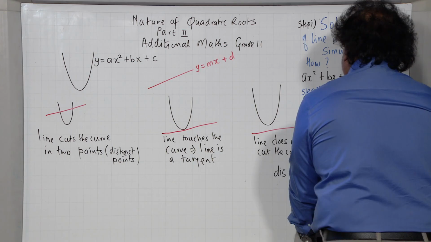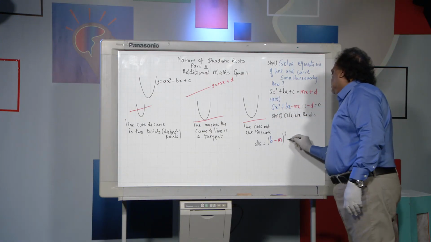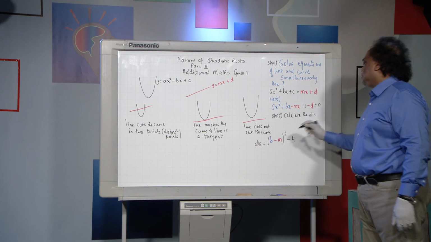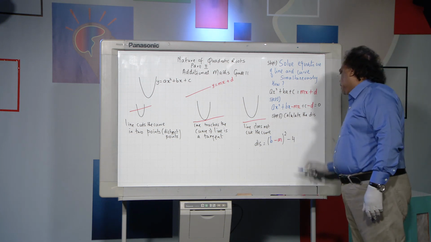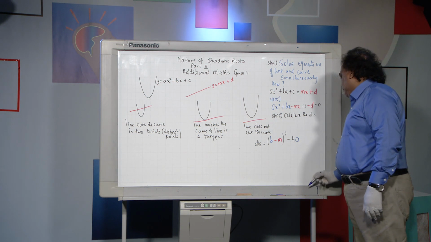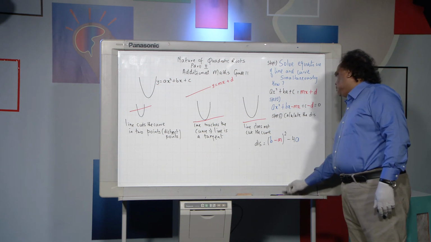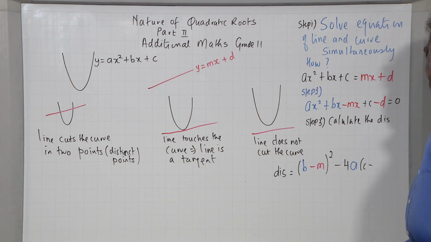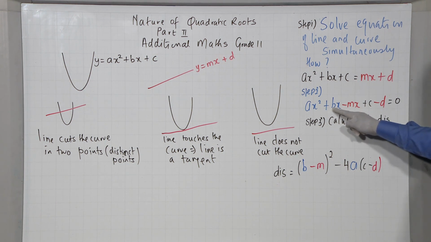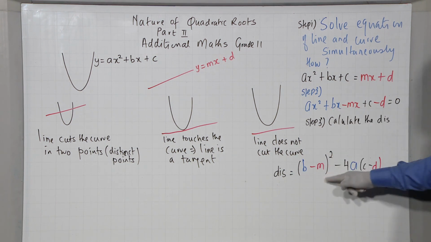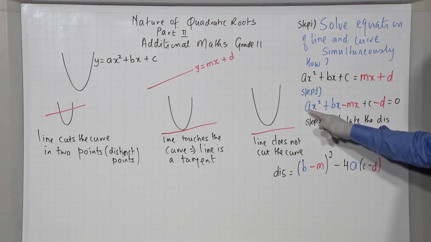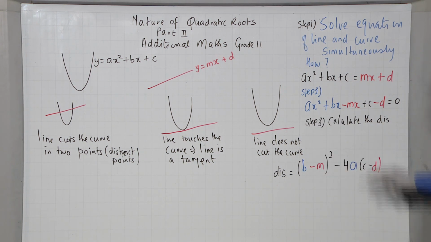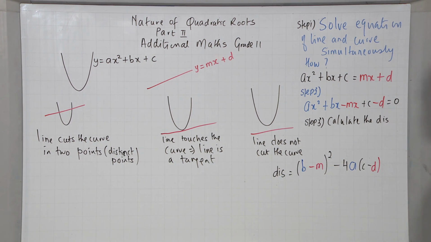We square that. Minus 4. What is the coefficient of x squared? a. And then the constant here is c minus d. So, what is the discriminant? Coefficient of x, b minus m, to the squared, minus 4 times coefficient of x squared times the constant. That's the discriminant.